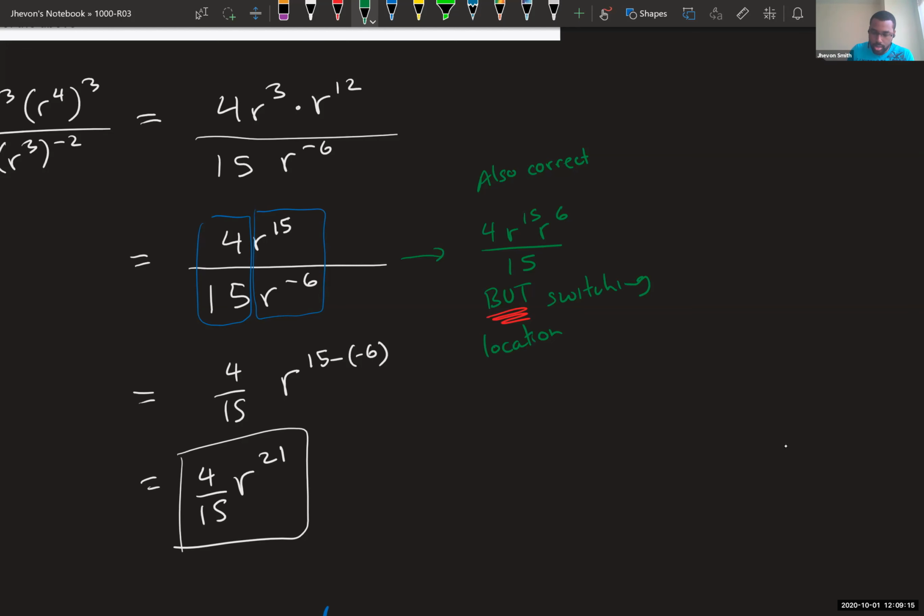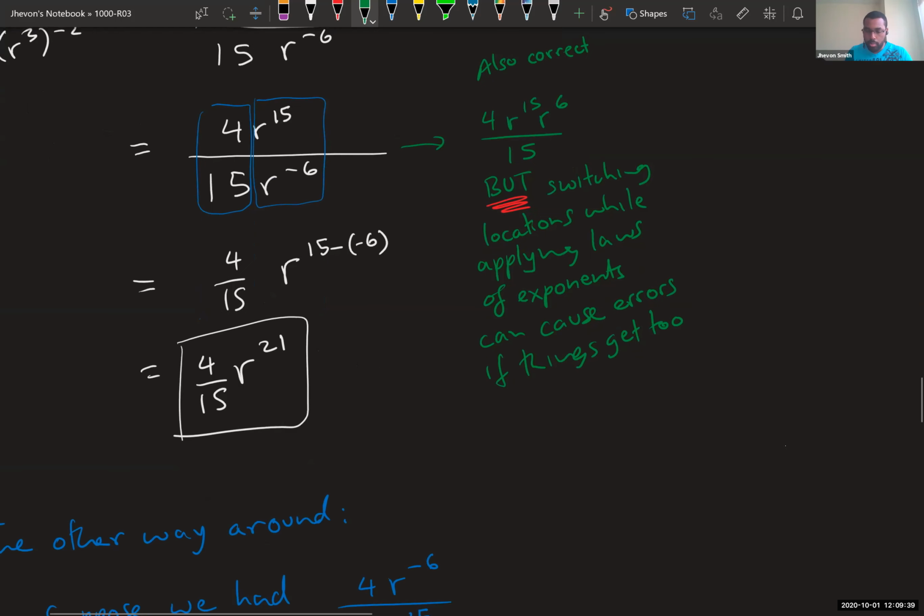switching locations while applying laws of exponents can cause errors if things get too busy. Not recommended in general. You can get away with it here, but I probably wouldn't recommend it in general.